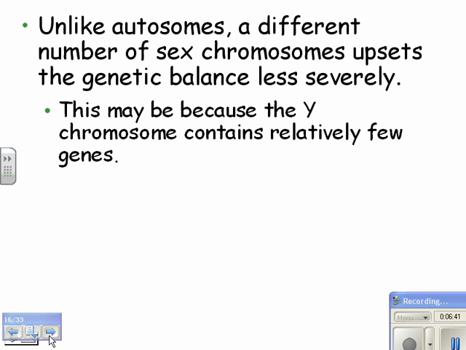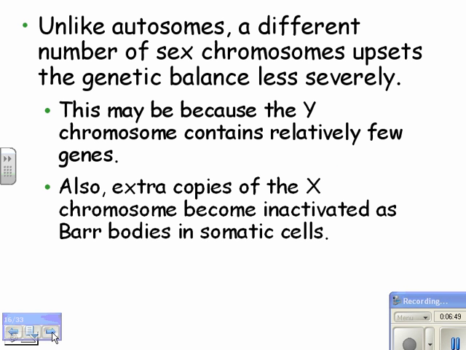This may be because the Y chromosome contains relatively few genes. So if you are XYY, well, there's not that many genes on it, so you're not having that many extra proteins being made. Also, extra copies of the X chromosome become inactivated as bar bodies in somatic cells.